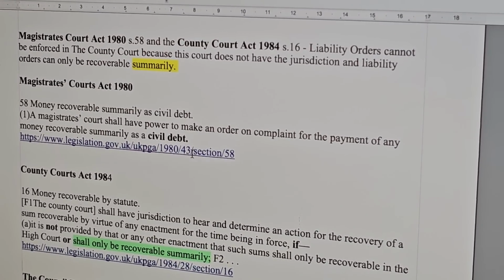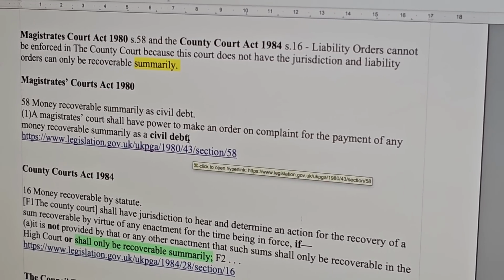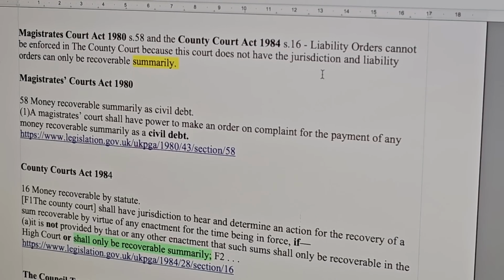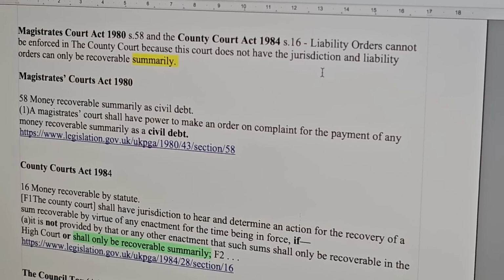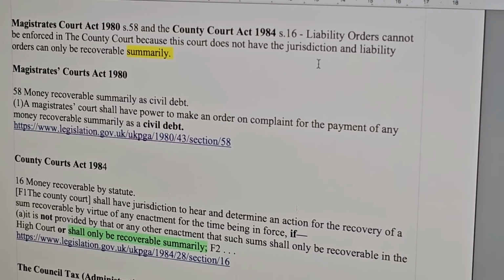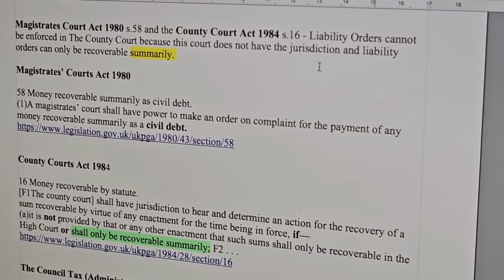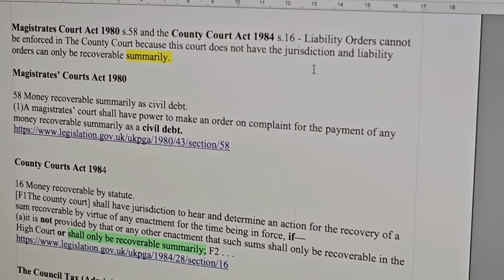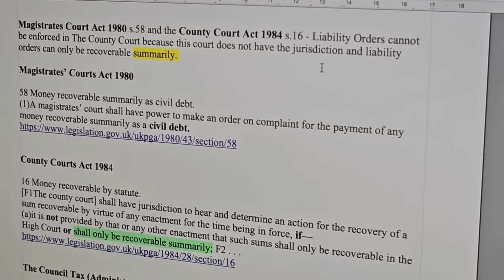And the liability order is a civil debt. That's why they won't produce the liability orders. Because if they had them, why not just produce them? What are they using as proof in the County Court? Fresh air. When you ask for it, there isn't anything.